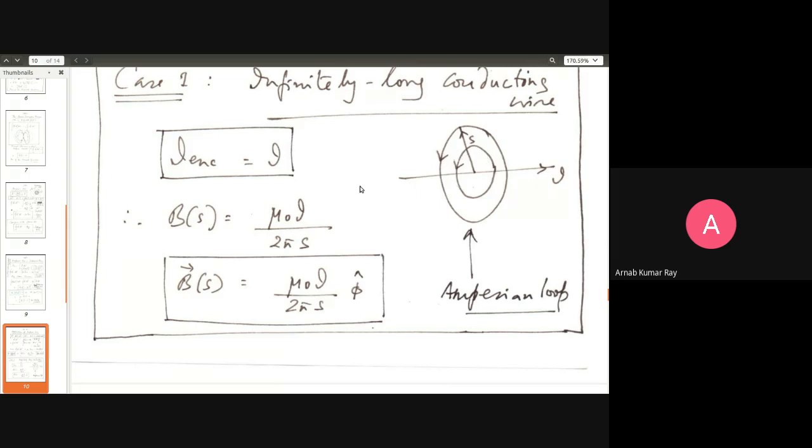And there you are, mu naught into I by 2 pi s. So that is the current enclosed, I enclosed within this loop. How much within this loop? How much current through this loop?